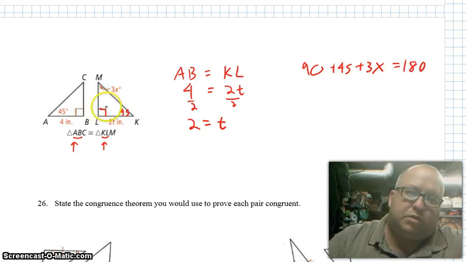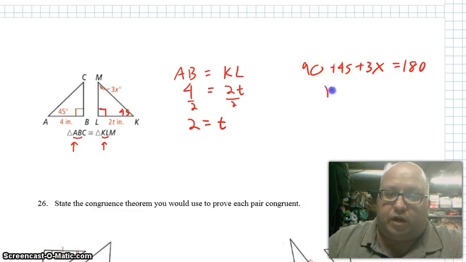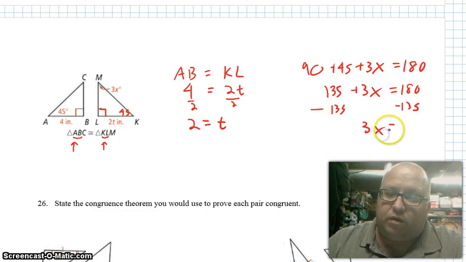And there might be some other shortcuts. You could do 3x plus 45 equals 90. Doing a little bit of the math ahead of time. You know, whatever works for you is fine. All right, 90 plus 45 is 135. Plus 3x equals 180. Minus 135, minus 135. And 3x equals 45. Divide by 3, and x equals 15.